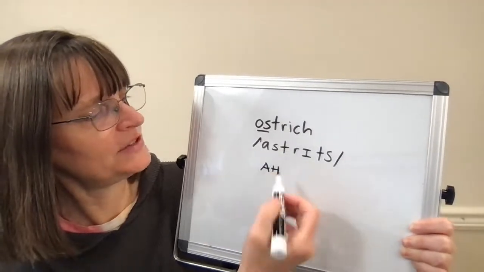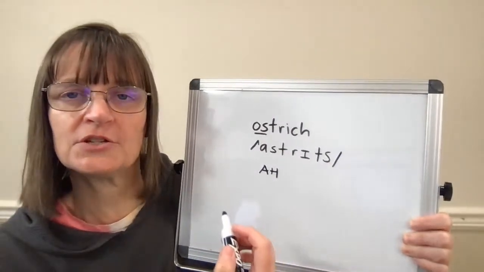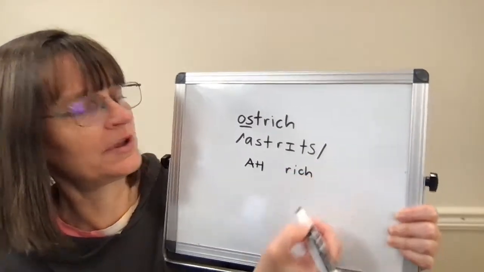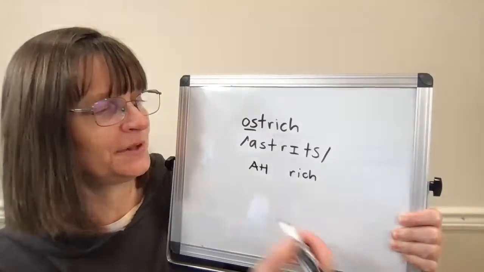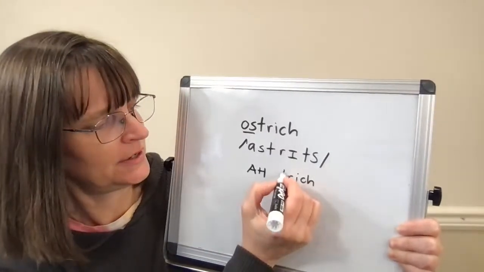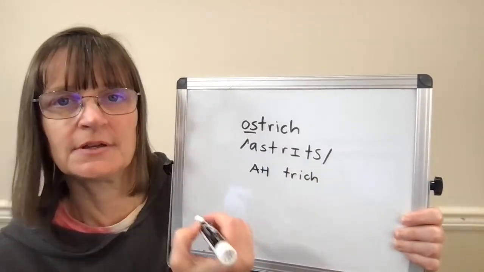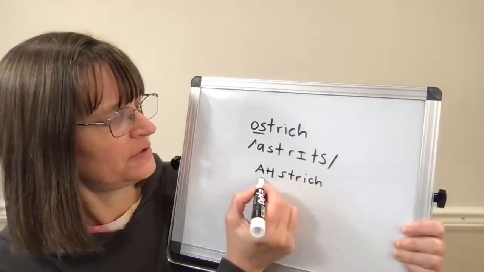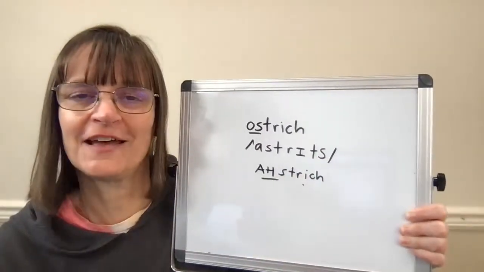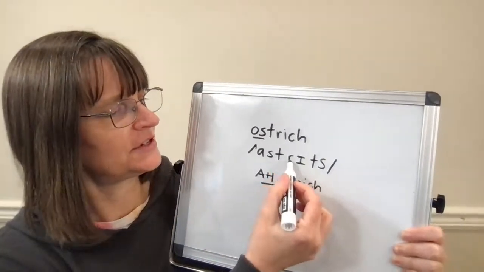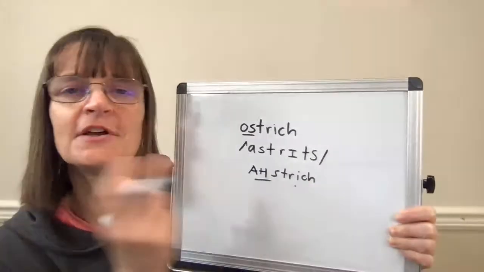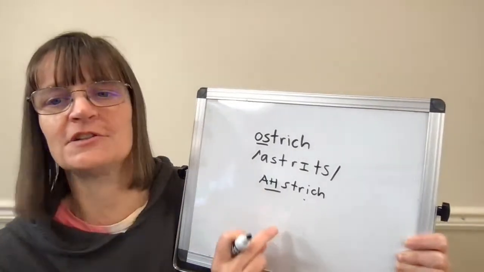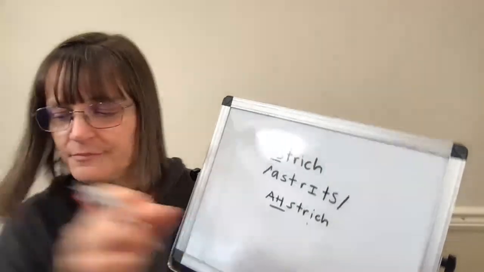Ostrich. The STR blend may give you some challenges, in which case you can try just saying the word rich and then build from that. Rich, trich, stritch, ostrich. Also, what might be hard is that all of these sounds, the st, I, and ch sounds, are all pretty short because that syllable is not stressed, and the ah syllable is a lot longer.